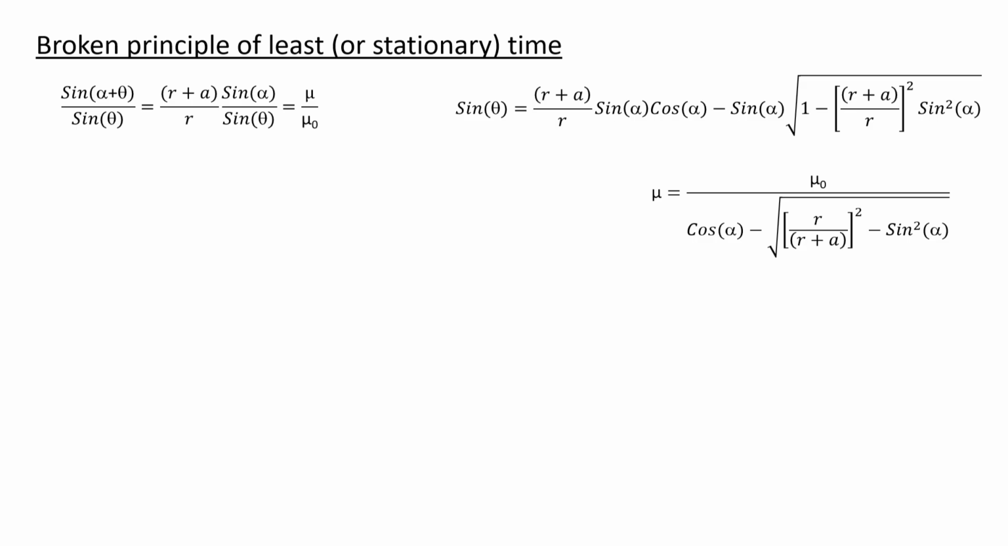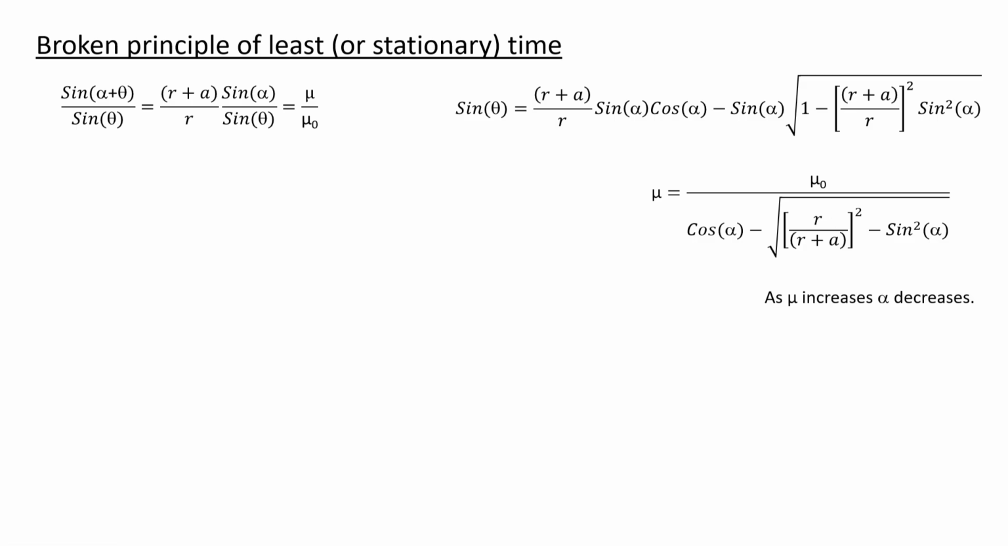So okay, this is what we got. This is Snell's law: sine alpha plus theta by sine theta equals mu by mu naught, and this being equal to this is from the triangle construction. So from this we get one single expression for theta in terms of a, r and alpha. So theta can be completely expressed in terms of alpha here. Plugging this back into this equation, we get mu equals mu naught divided by cos alpha times the square root of this factor.